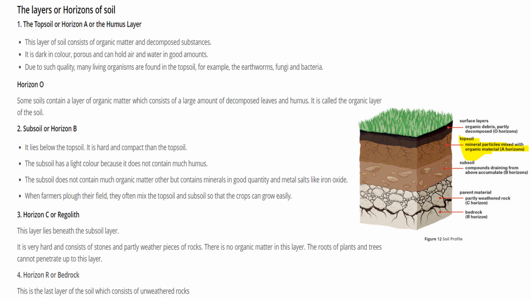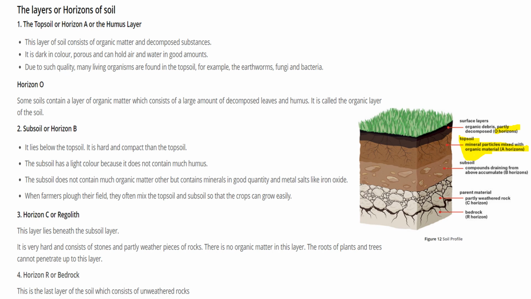So next is the O horizon. Some soils can contain a layer of organic matter which consists of a large amount of decomposed leaves and humus. It is called the organic layer of the soil. So this contains organic debris and partly decomposed leaves. So that will form the horizon.